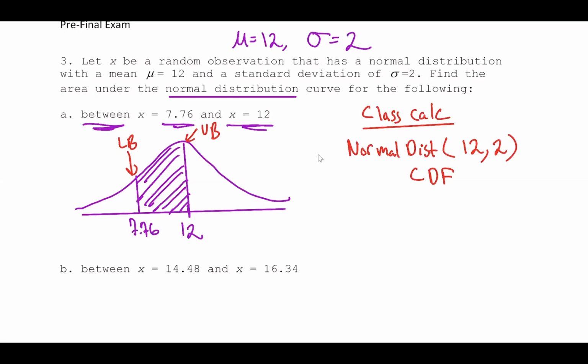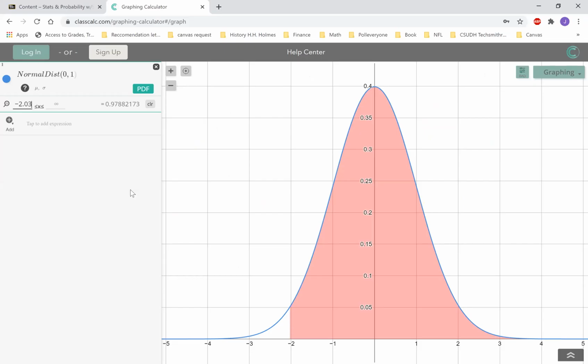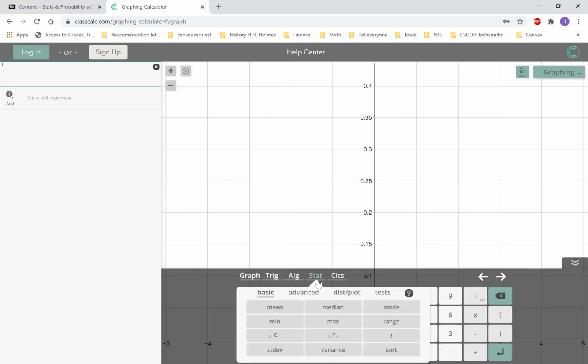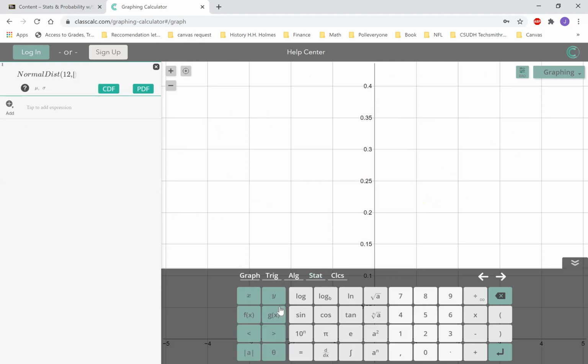All right. So once you go to CDF, you're going to do the lower bound and the upper bound. So the lower bound, you should be able to see that 7.76. My upper bound should just be 12. So let's go over to Class Calc and do this in Class Calc. You go over here, go to stats, go to distribution, go to normal distribution, you hit 12, you hit 2.